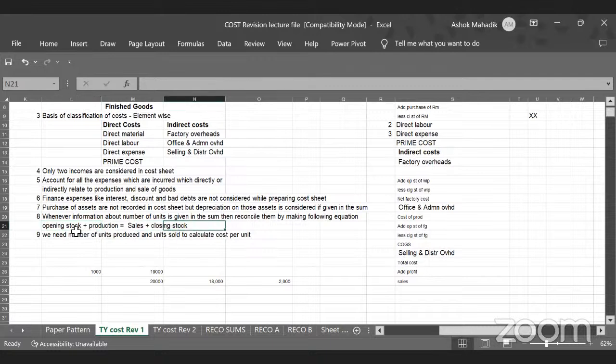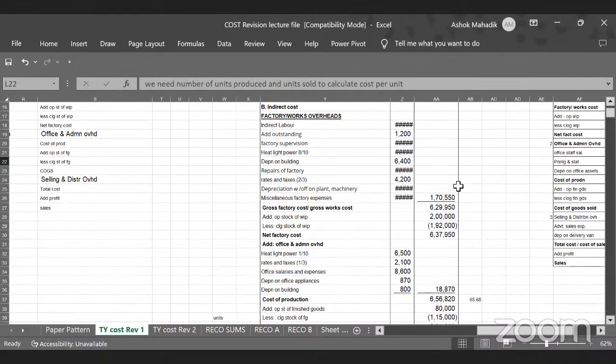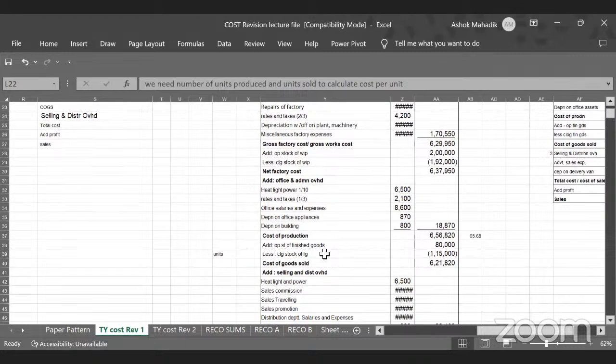Let me tell you, if opening stock is not mentioned, you can presume it to be 0. So your production will be sales plus closing. Then point 9, we need the number of units produced and units sold to calculate cost per unit. As I told you, in this sum, we calculated cost per unit for cost of production because we needed to value our closing stock.